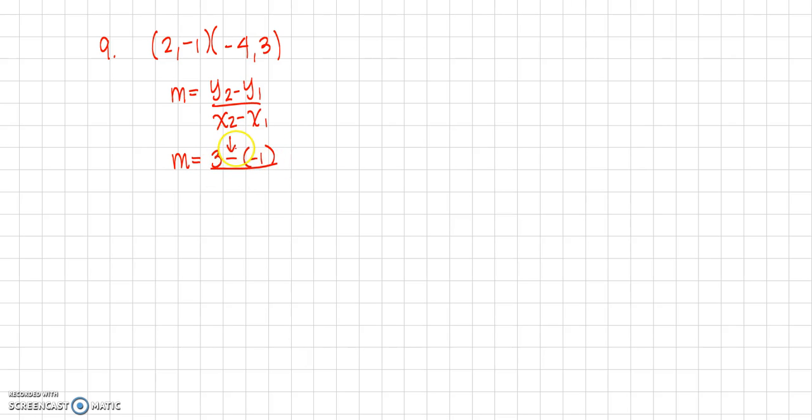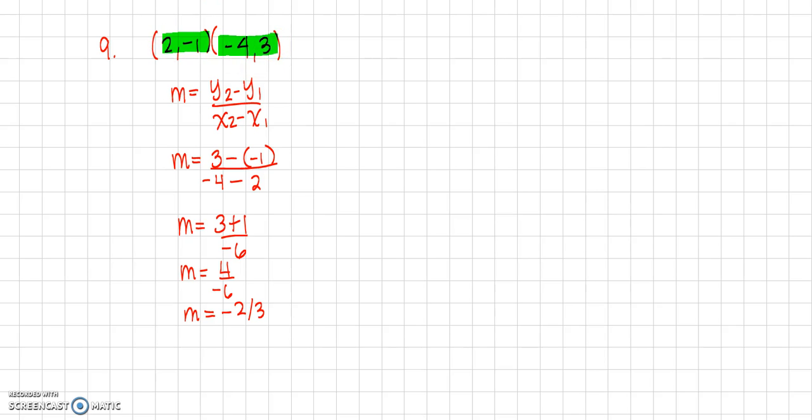Remember, that minus is part of the formula, so it has to be there no matter what x is, over negative 4 minus 2. So that's 3 plus 1 over negative 6, which is negative 2/3. Okay, so that's the slope of the line. M equals negative 2/3.